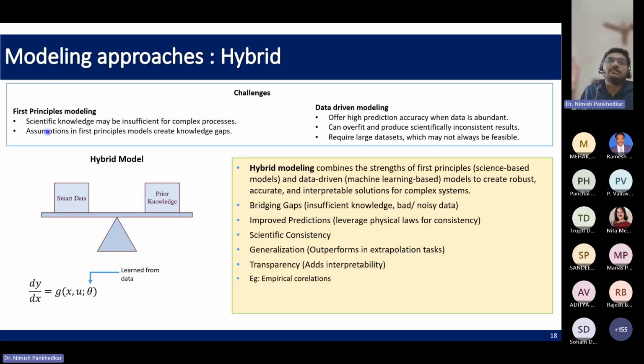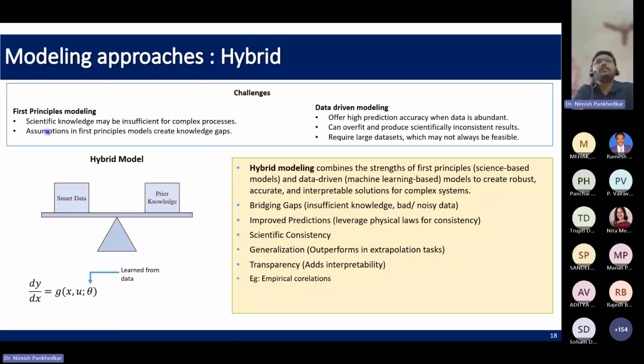So that is why it is essential to combine data and science. That is where the hybrid modeling comes into the picture, wherein it combines the strength of the first principles mechanistic models along with the data driven insights, and it creates quite a robust system. So with this notion, I'll just give an example.